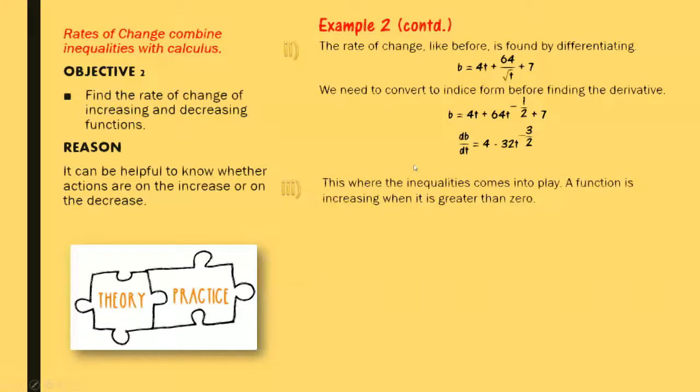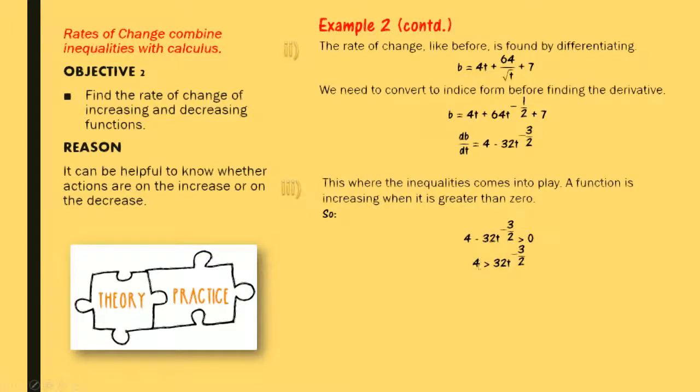And the last part says we've got to find the points at which the number of bacteria is increasing. This is where the inequalities come into play. A function is increasing when it is greater than 0. So we set this equation up, the rate of change, to be greater than 0. If I wanted to know when it was decreasing, it would be less than 0. And so we solve this as is. So 4 minus 32 t to the minus 3 over 2 greater than 0.